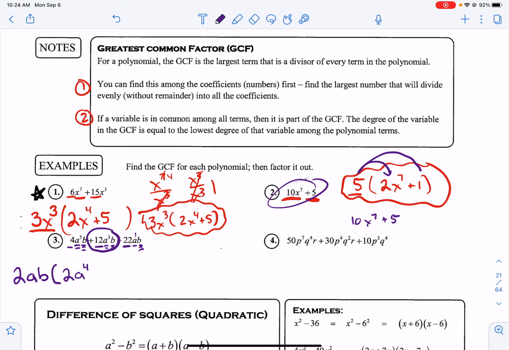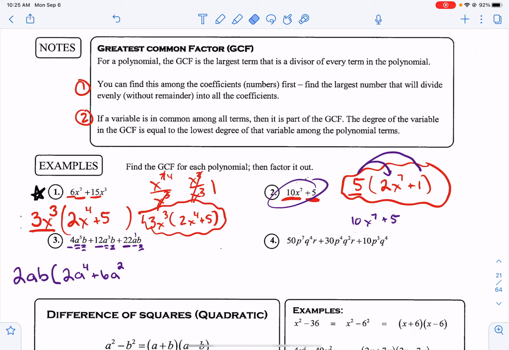All right, so now let's look at our second term. 12 divided by 2 is a positive 6. A to the 3rd divided by just 1a. If I pull 1a out, I only have 2 a's left, so a squared. And b divided by b makes that one go away.